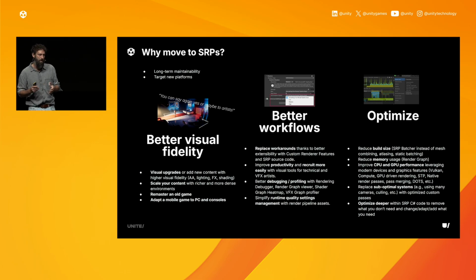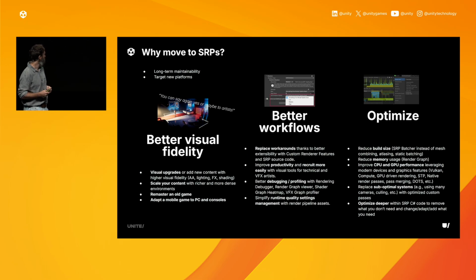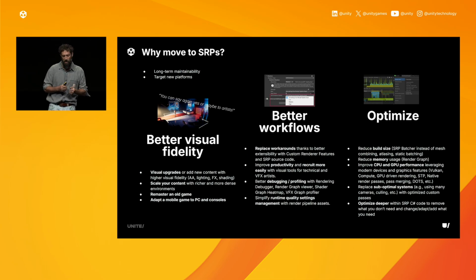Then better workflows. With built-in, it was extensible, but you could not really cleanly add things deeply or extend it more cleanly with custom passes. You had to do a lot of workarounds, or you had to do more batching and more tricks. Now you have the SRP batcher to help you do this. Improving productivity and recruitment. You still have a lot of tech artists who prefer using node-based shaders.